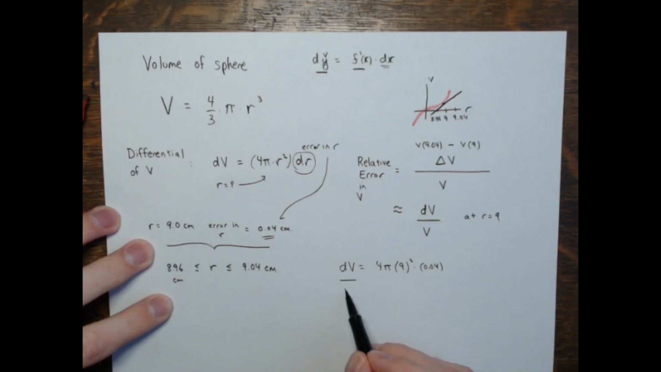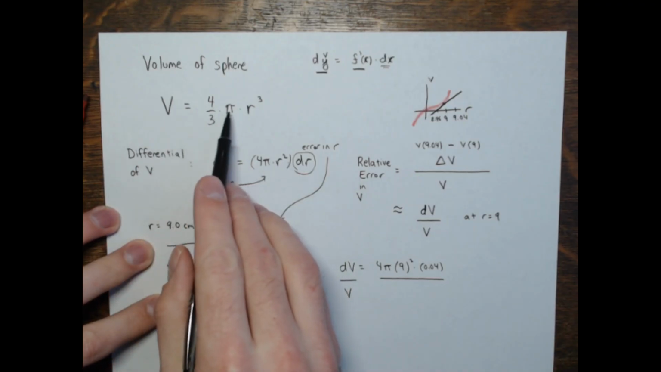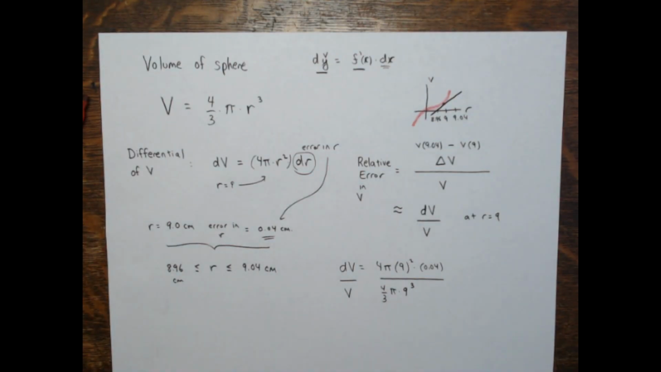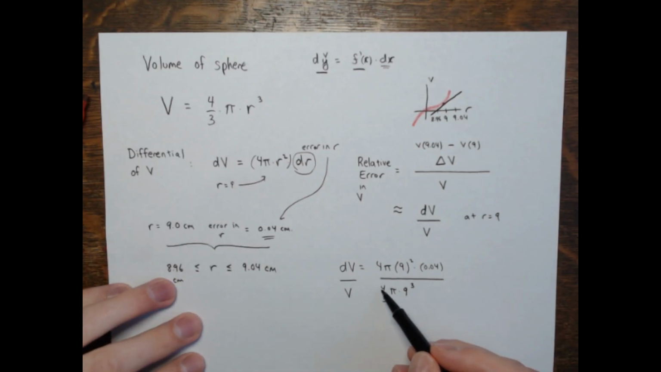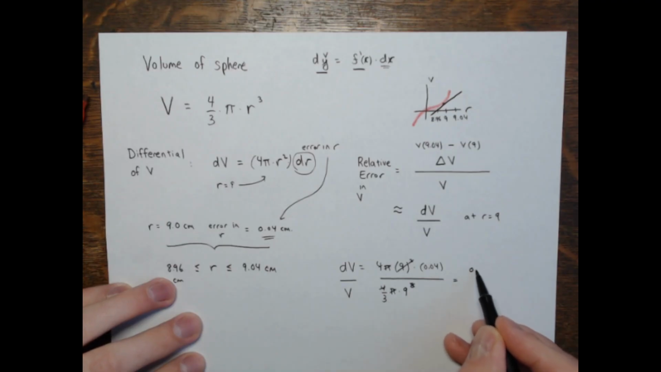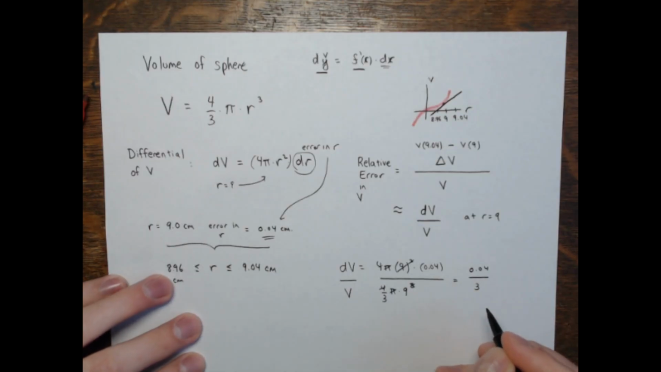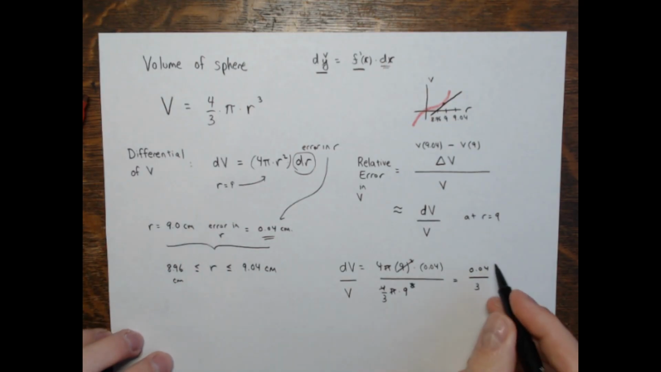And then the actual volume at 9, right? The volume was given this way as 4/3 times pi, times 9 cubed. Now, a lot of stuff simplifies here. 4's would cancel, pi's would cancel. 2 of the 9's, 9 squared, this will become just 9 down here. And then 9/3 just becomes 3. So I end up with 0.04 up top, divided by 3 down here. And there's our relative error.